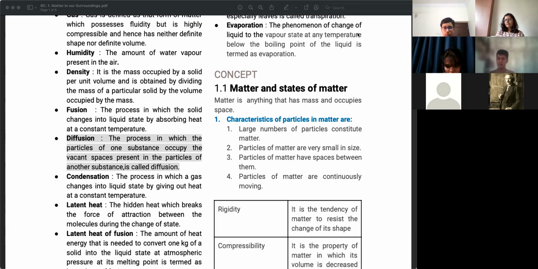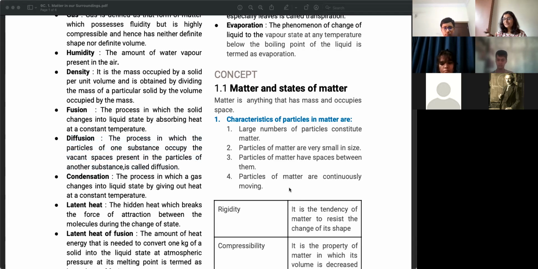Yes, but I'm looking for a technical keyword that you have to use. What is that process called? It occupies the space. What is it called? I'm looking for one word. All of you? Diffusion. Diffusion.